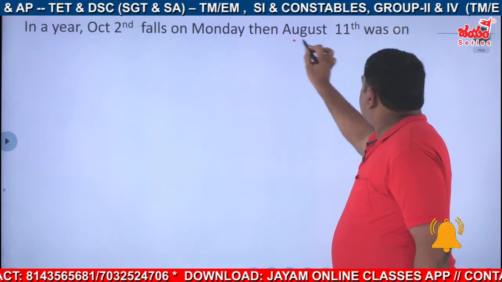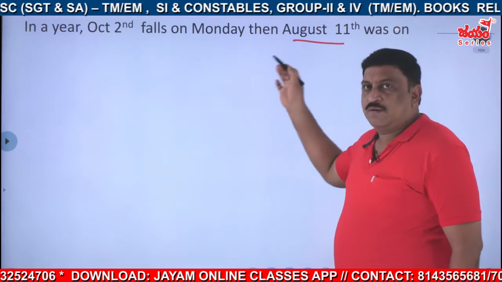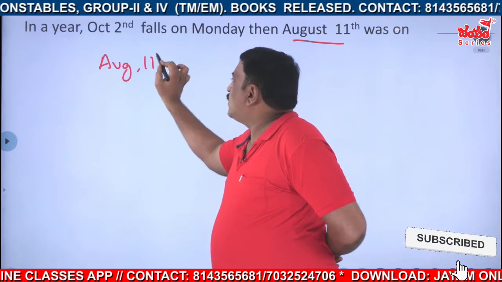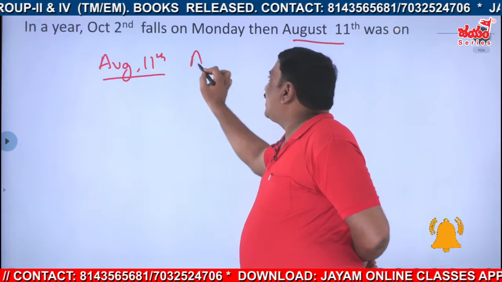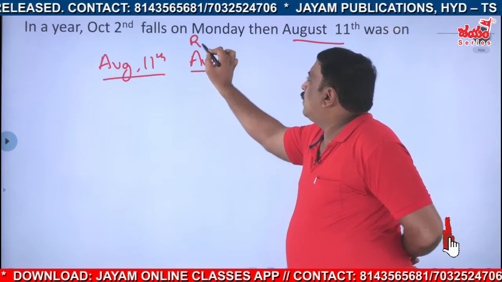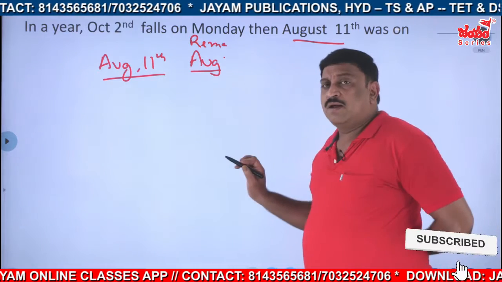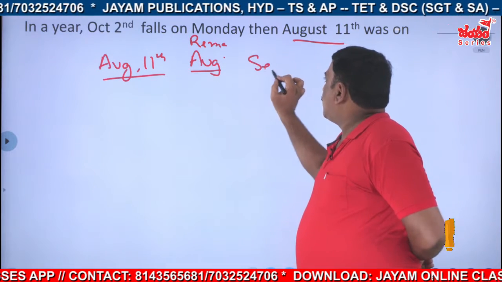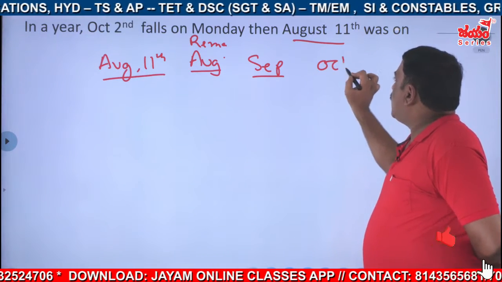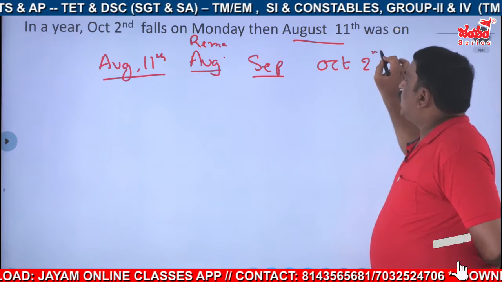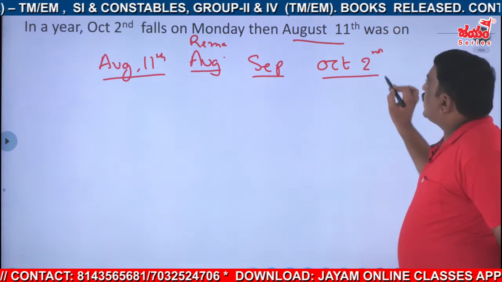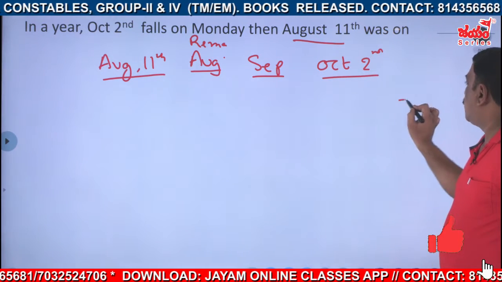October 2nd comes first or August 11th comes first? Definitely August 11th comes first. So I'll write August 11th, then August remaining. After August, what do you get? September, and after that, October. October, how many days? It is up to the 2nd, that is not a full month. August 11th we don't know, but October 2nd is on which day? They gave that it is Monday. So put that one, Monday.